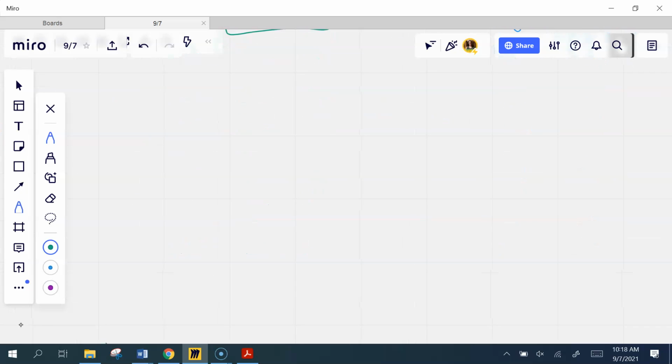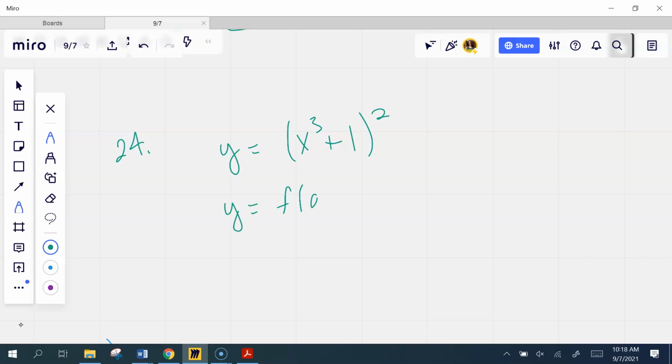Okay, look at this one because you didn't have 24, but let's do 24. I want y to be f of g of x.